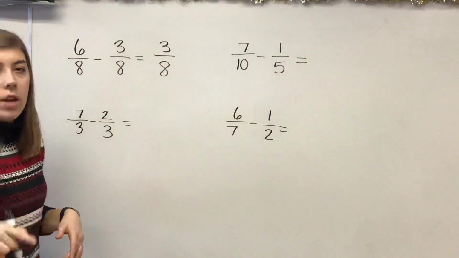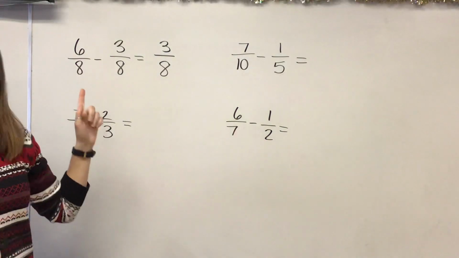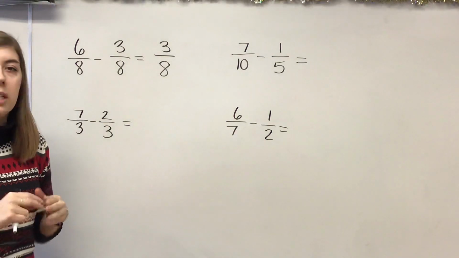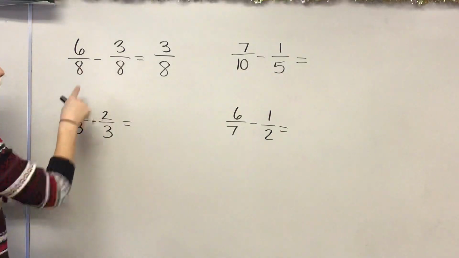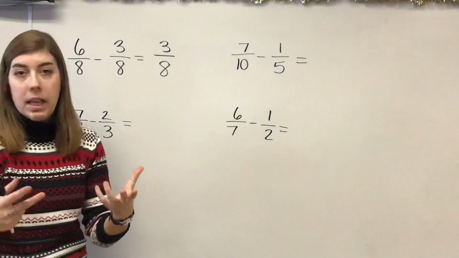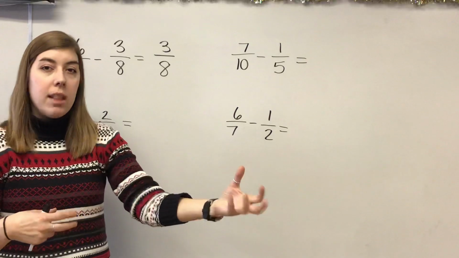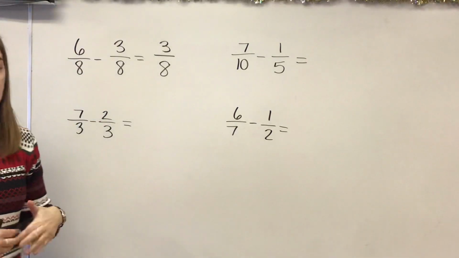Just like in the addition video, this is because the size of the pieces does not change. That denominator tells you what size of the pieces are. Okay, so this is saying if I have 6/8 of a pizza, let's say, and you take 3 of the 8 pieces, I would only have 3 left over for myself.